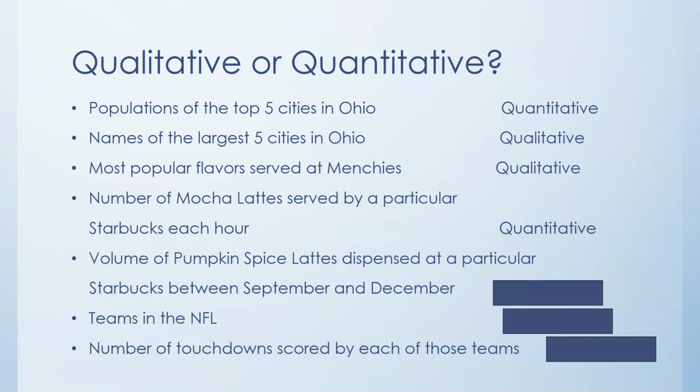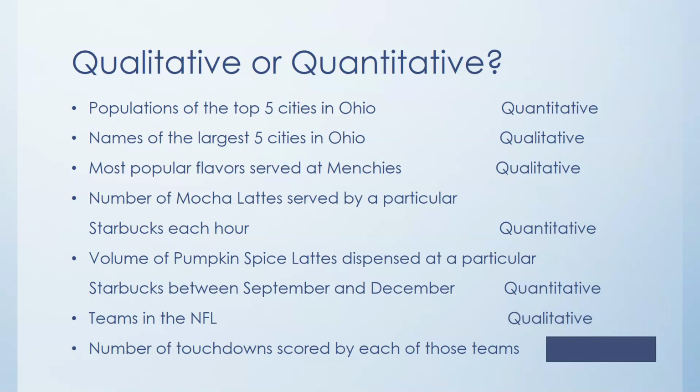That is a quantity. That is a number. The volume of pumpkin spice lattes served at a particular Starbucks between September and December. That is also a quantity. That is numerical data or quantitative data. The teams in the NFL.